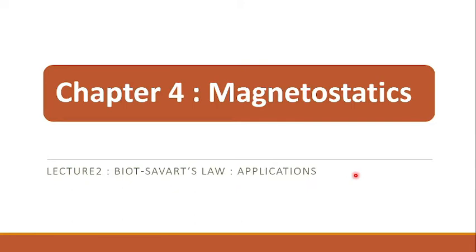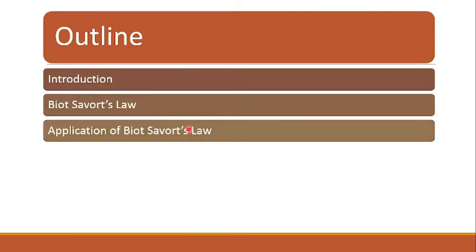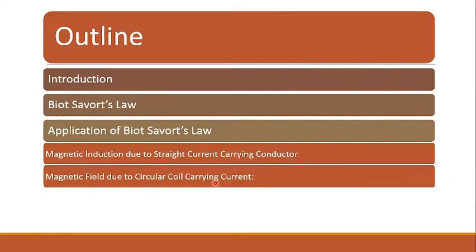So we are studying our fourth chapter, magnetostatics. In the previous lecture we have learned about the introduction to magnetization, magnetic induction and magnetic field strength. In this lecture, we will study the Biot-Savart law and its applications. So, the outline of my lecture is introduction, Biot-Savart law, applications of Biot-Savart law such as magnetic induction due to straight current carrying conductor and magnetic field due to circular coil carrying current.